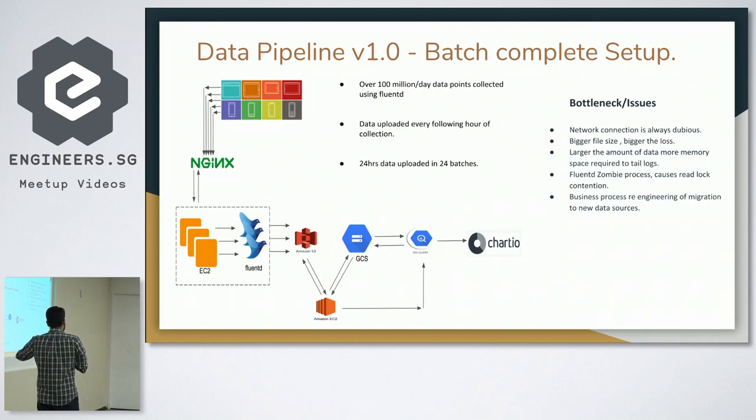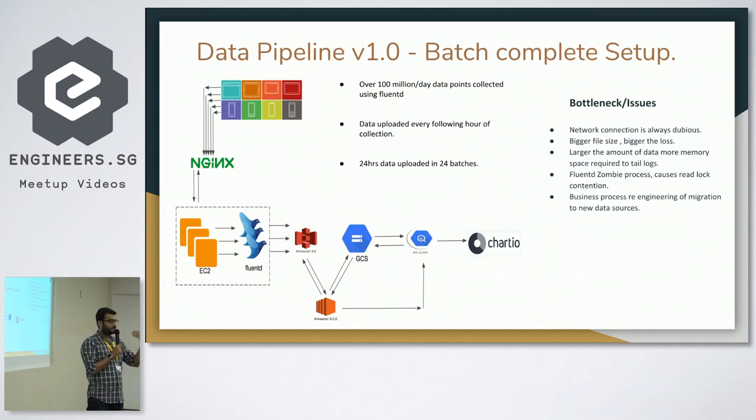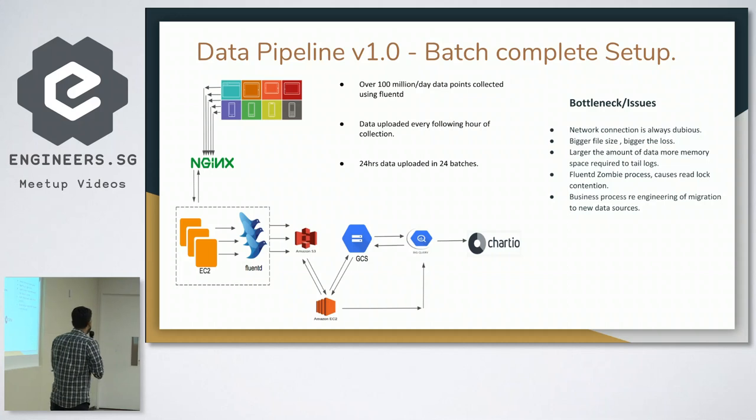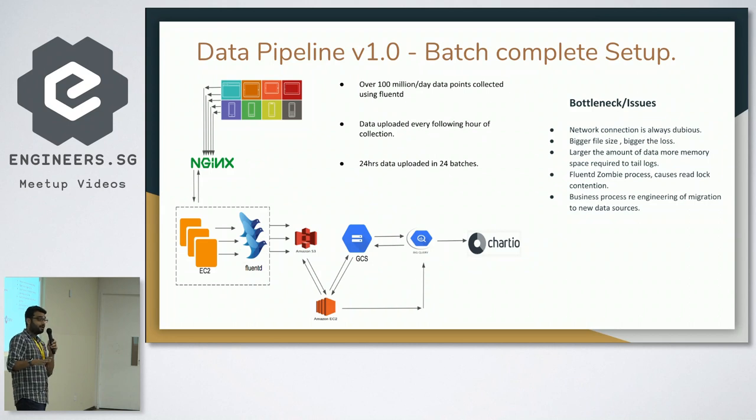But there are some lessons that we learned while doing this pipeline and why we improved on this to move towards a stream-based pipeline. Some of the things were the network connection between services. You do not own the network. It is always dubious. It will let you down when you don't expect, because you never know when you send a packet, will it get to the other point? Will it get dropped in the middle? If you keep retrying, if some service goes down, it's always dubious. So you can never trust the network itself.